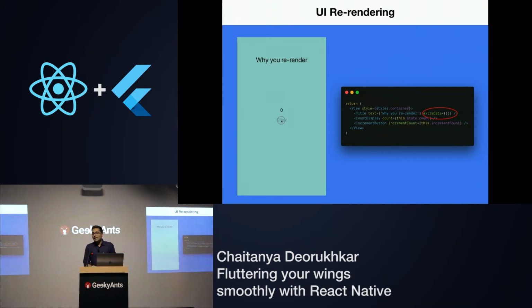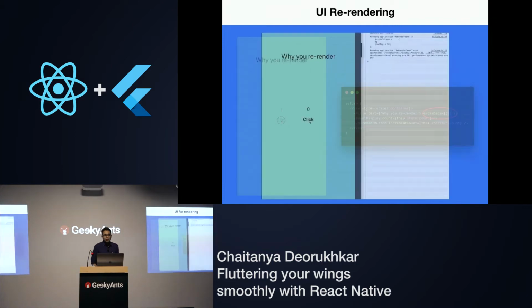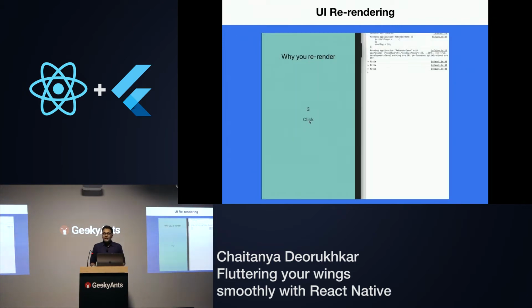So there's this really cool library called Why Did You Update? It's for React, but we can use it in React Native as well. Again, take a note, why did you update? What it does is, it will basically tell you why your components are re-rendering. So over here, when I start clicking the title component, it will start coming up in my console log.